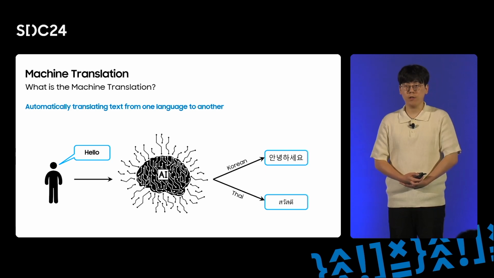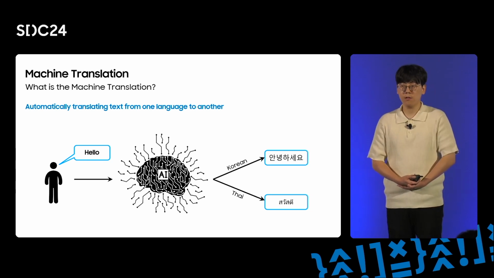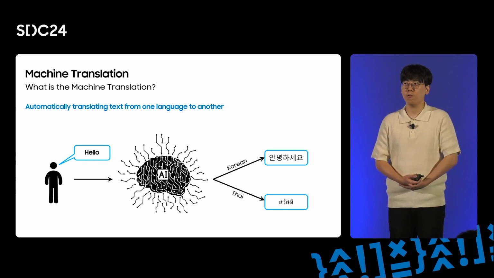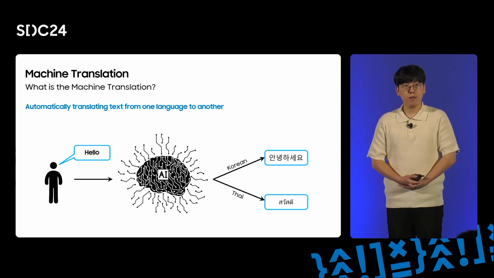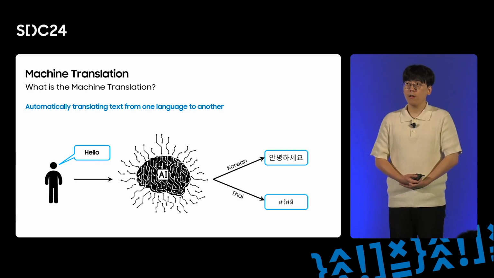Then what is machine translation? Machine translation is the process of translating text from one language to another. It involves the algorithms and artificial intelligence to translate content without human intervention. Machine translation systems are designed to understand and reproduce the meaning of the original text while maintaining the correct grammar, syntax, and style.